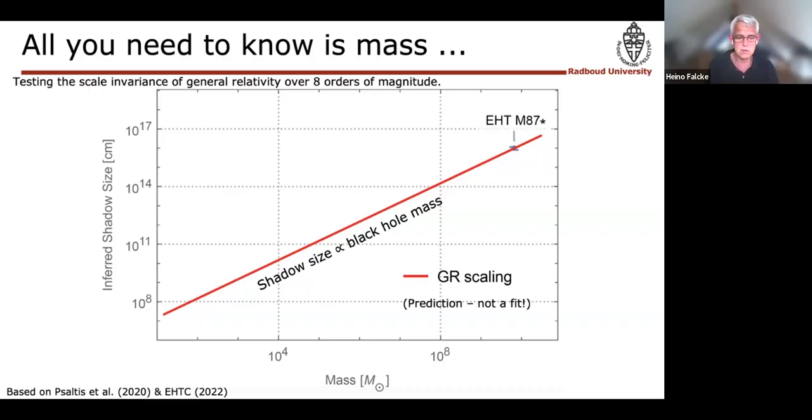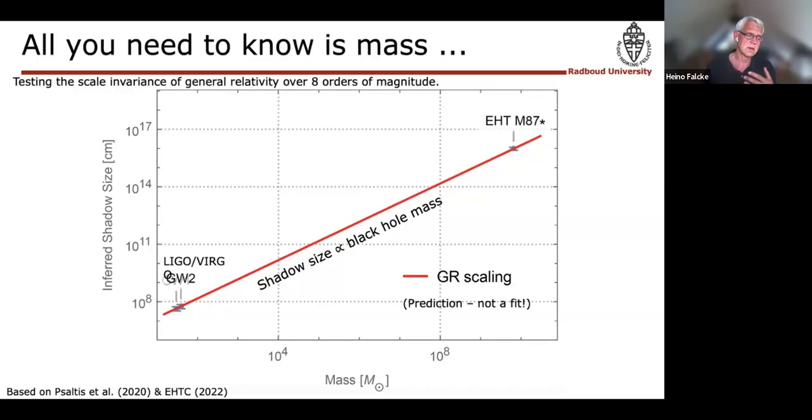That's an amazing thing. And also their sizes are really spot on. What you see here is the mass on the bottom left, and the y-axis is the inferred shadow size. How big is that shadow? And then the red line is not a fit, it's a prediction of GR. If I have a black hole of that mass, that line tells me how big the shadow should be. And then you measure M87 and it's exactly on that line, within 10%.